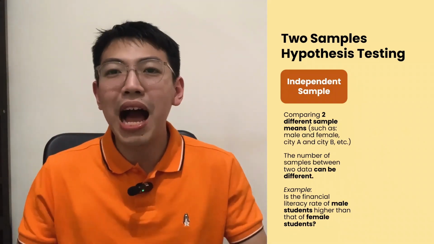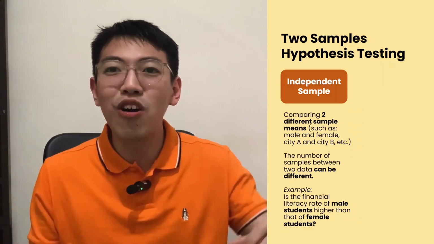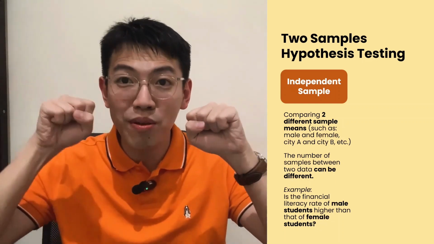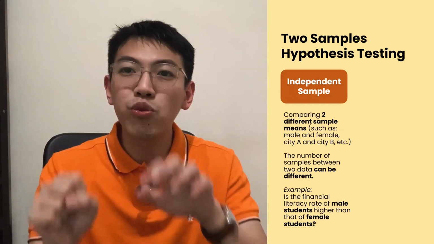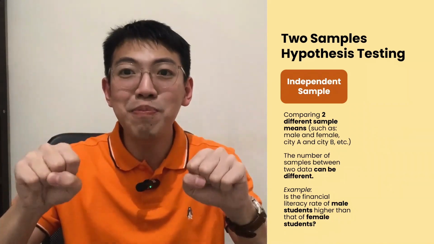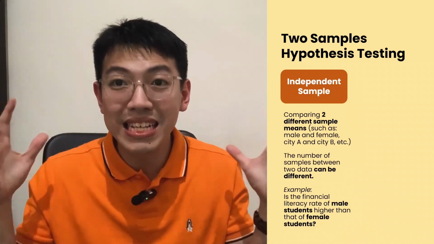For example, I want to compare the financial literacy rate of the male students and female students. Perhaps you have 10 male students and you have 12 female students. These samples are different. Therefore, we call this independent samples.